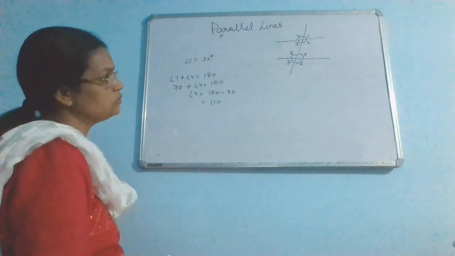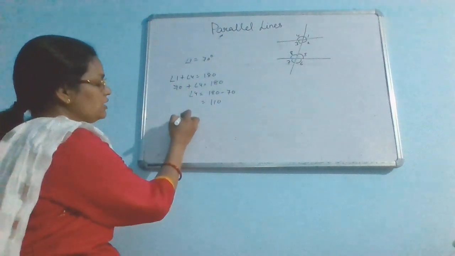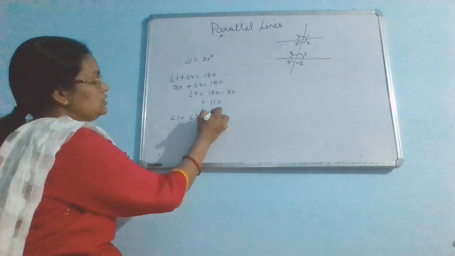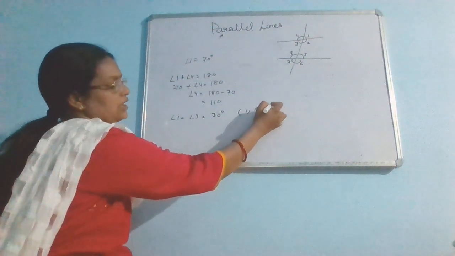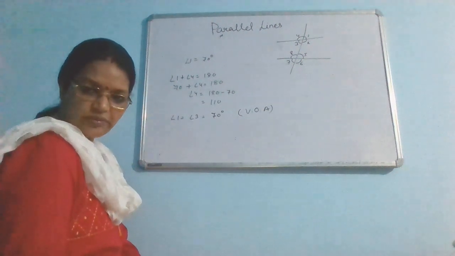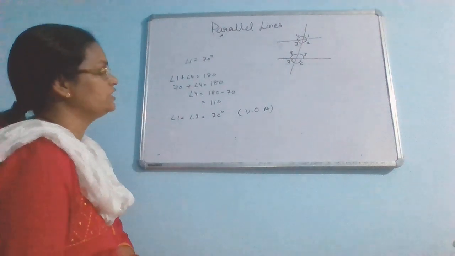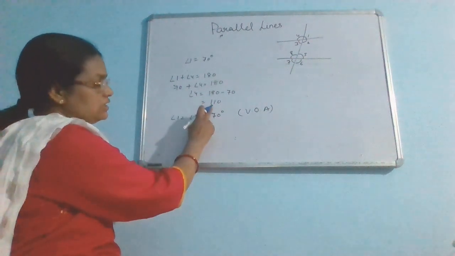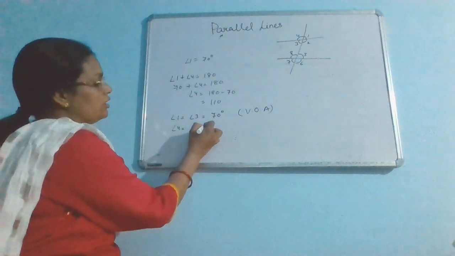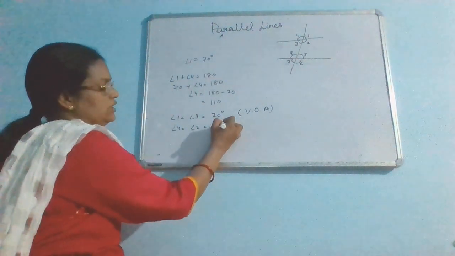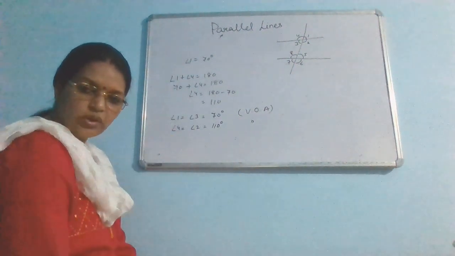Now you can see, students, angle 1 is equal to 70 degrees. So angle 1 is equal to angle 3, that is equal to 70 degrees. Why? Vertically opposite angles. Vertically opposite angles are always equal. So angle 1 and angle 3 are equal to 70 degrees. Similarly, I have considered angle 4 equal to 110 degrees. So angle 4 is equal to angle 2 is equal to 110 degrees, same vertically opposite angles. So above, we got to know 4 angles.